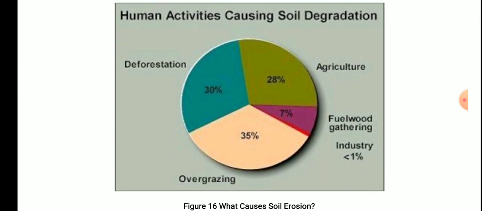Now, these are the human activities that are causing soil degradation. It includes deforestation, agriculture, fuel wood gathering, and overgrazing. Now you can see that most of the soil degradation is caused due to two reasons: deforestation and overgrazing. And these are the activities that can be controlled by human beings. Deforestation is cutting off more and more trees, and overgrazing by the animals can be controlled.